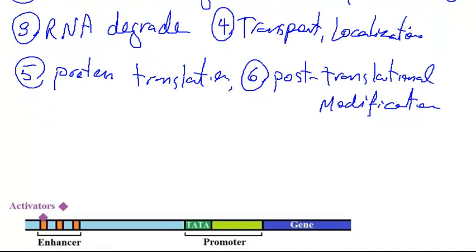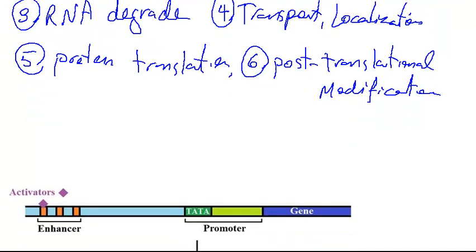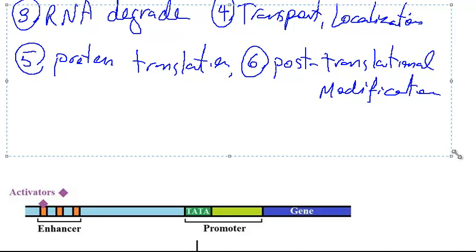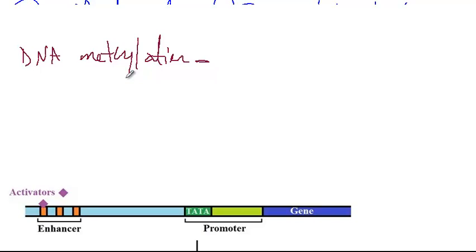Now there are other mechanisms that could inhibit gene expression, and those include, for instance, DNA methylation. So we can inhibit gene expression by DNA methylation. And one example is lionization in human females.